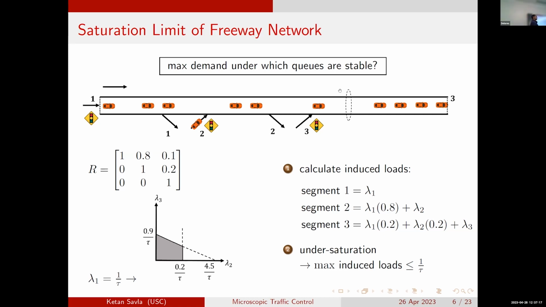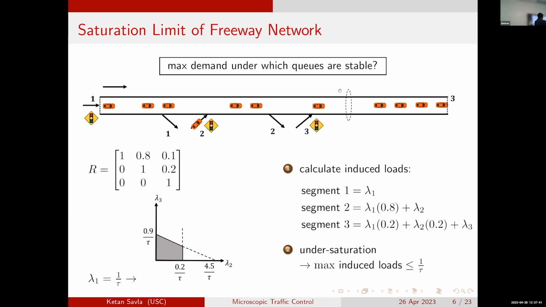And this is the notion of network capacity: this set of lambdas. How much demand can my network handle? So if your demand was outside this gray area, then no matter what ramp metering algorithm you use, you will have a queue buildup at least at one of the ramps. That's what it means.